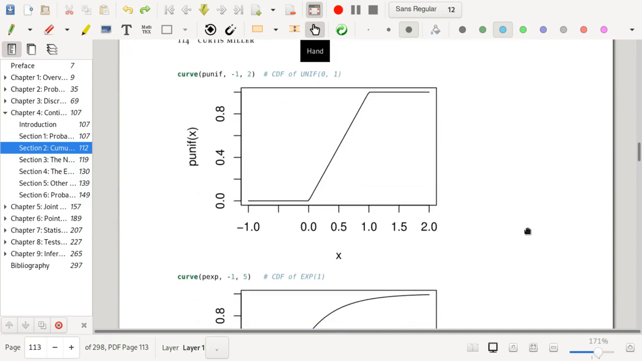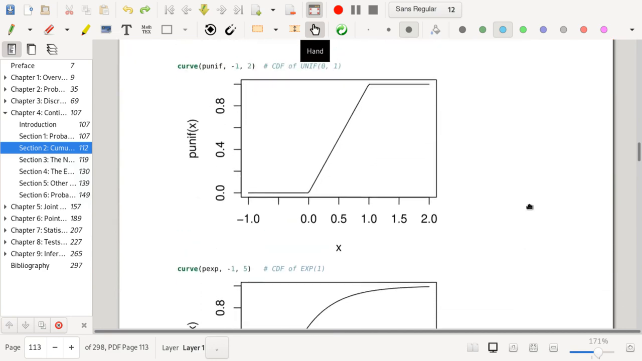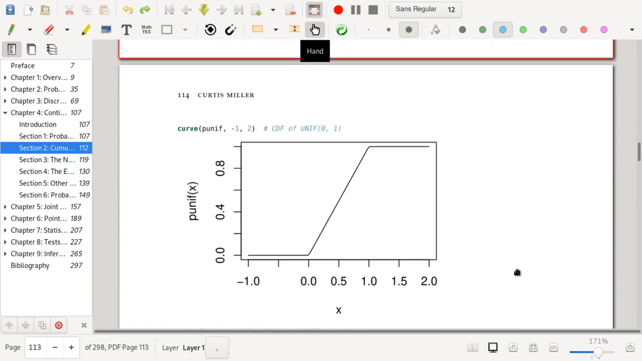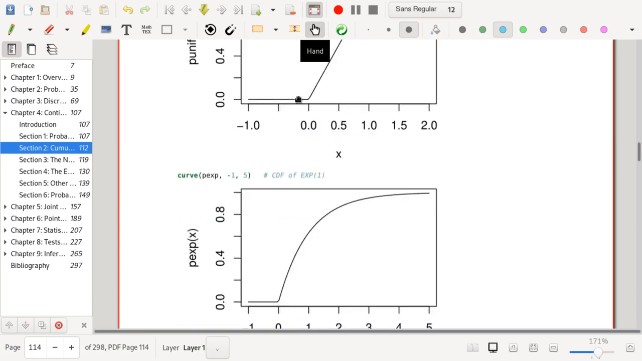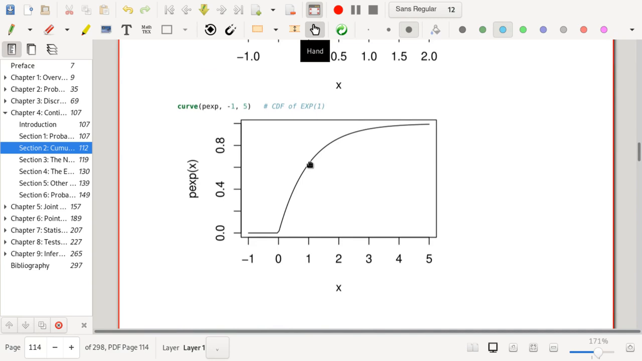Okay, so here's some R code for plotting CDFs. Now we don't have strange jumps in our CDFs. So the function that we are calling is this curve function. And the functions that we're putting in are these p classes of functions, because those correspond to CDFs. Here I plotted the CDF of a standard uniform distribution over the range negative 1 to 2, and I have a standard exponential where the rate parameter or the mean parameter is 1, plotting this from negative 1 to 5.